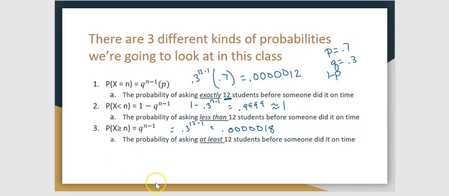And again, this makes sense, right? The probability of me asking 12 or more people before finding someone that did it on time when the probability of success is 70% is pretty low.